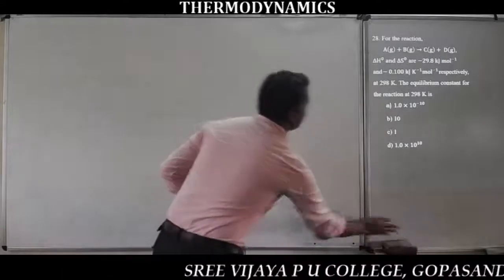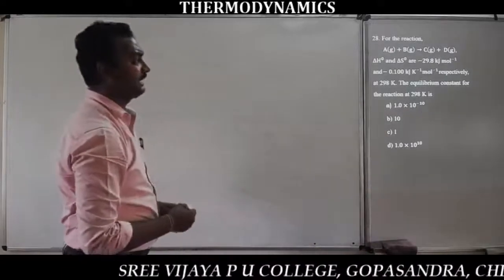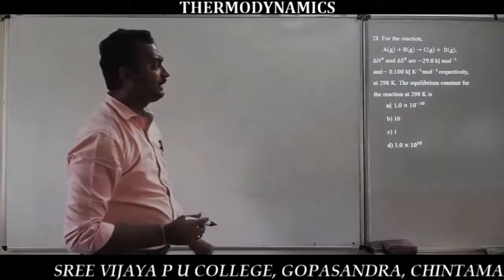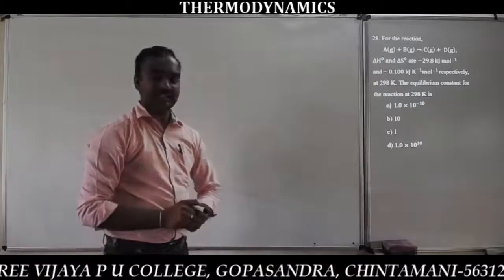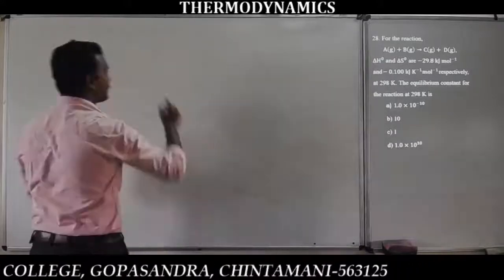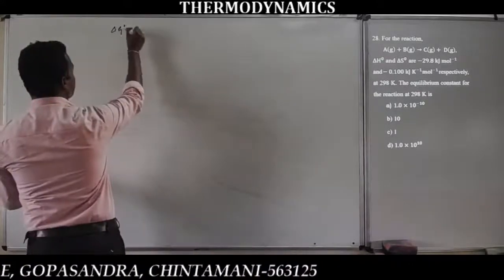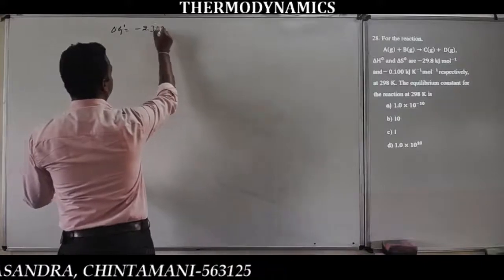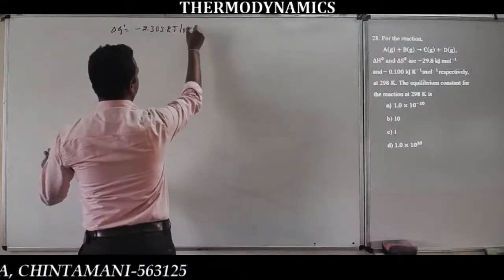Yes, for the reaction A plus B gives C plus D, delta H and delta S naught values are given, and we are asked the equilibrium constant for the reaction. So the equilibrium constant and delta G naught have a relationship, that is delta G naught is equal to minus 2.303 RT log of Kc.